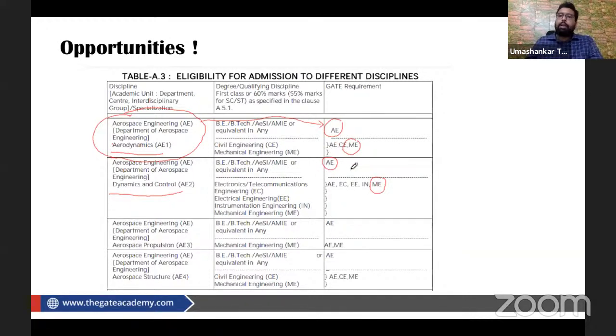Like if you are unable to perform well in this mechanical engineering paper, and again if you perform well in the AE paper, that is aeronautical engineering paper, you may take admission in this particular branch on the basis of your score in the AE branch. Getting my point? And the same lies for here, same lies for here.